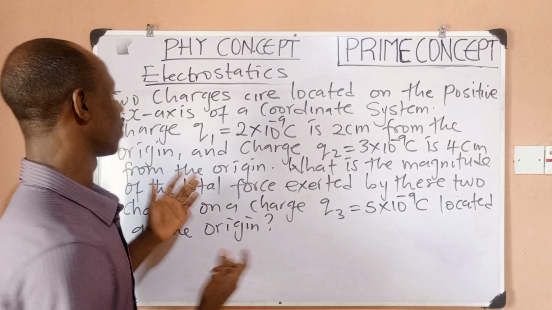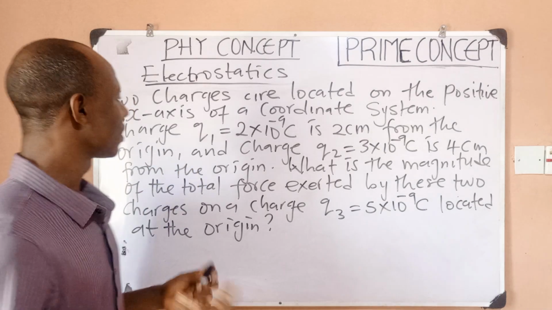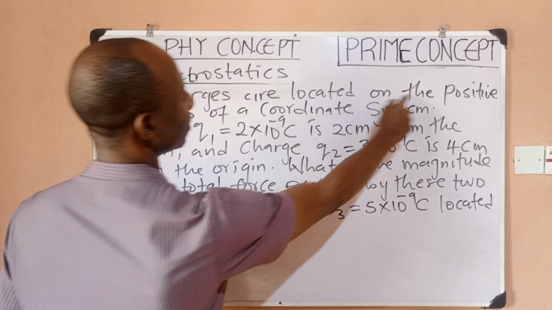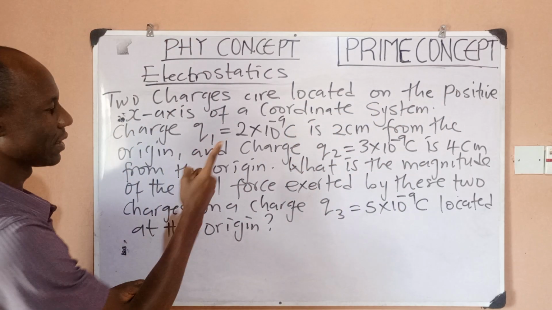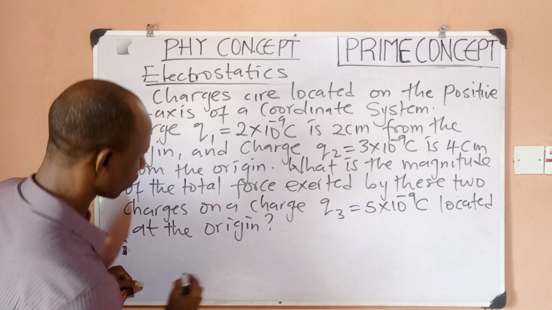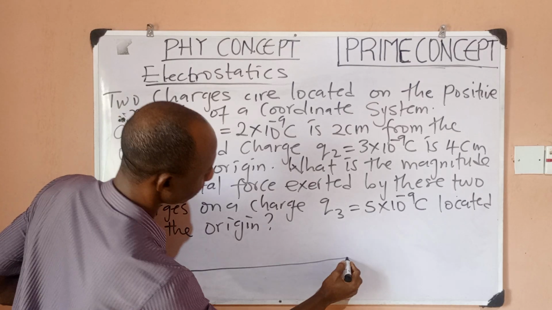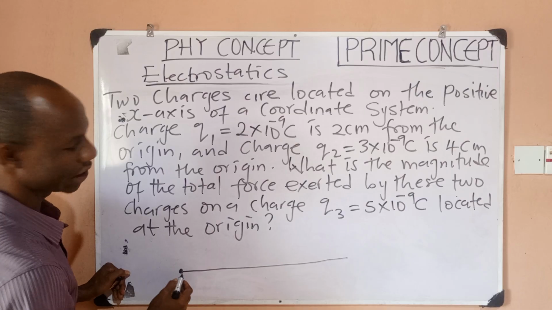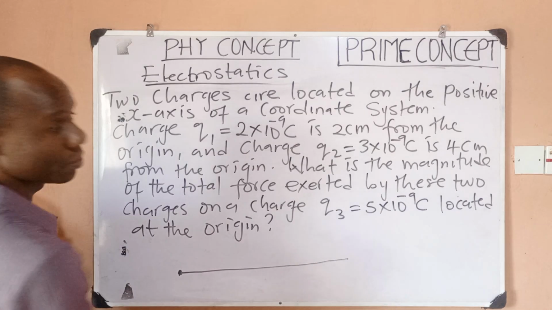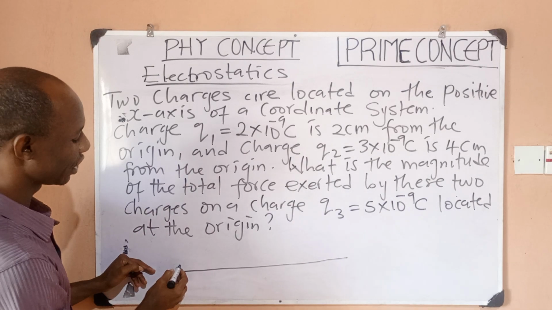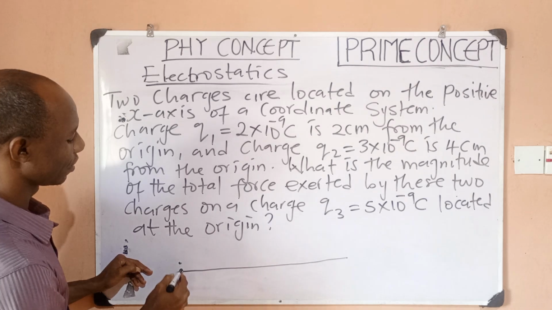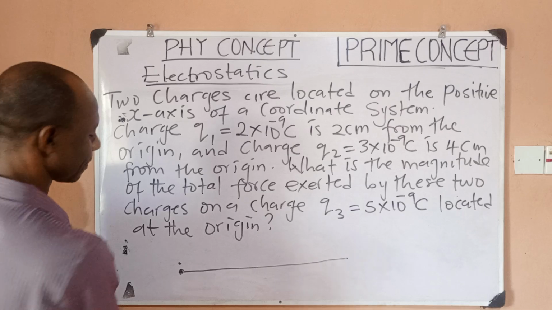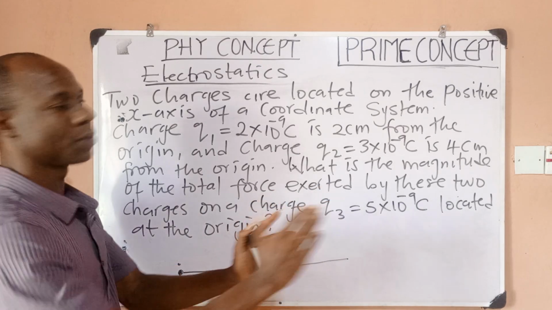We have another problem to solve under electrostatics. Now we have two charges located on the positive x-axis. So if I should draw, here's my positive x-axis. It means this point is my origin, so that anything backward becomes negative. So this is our origin. From here upward is positive and this place is negative. We are dealing with just the positive.